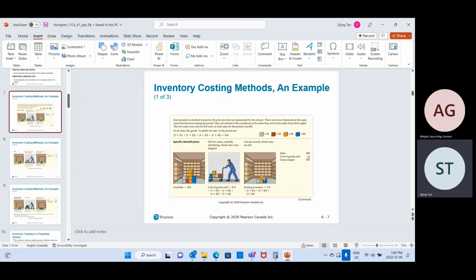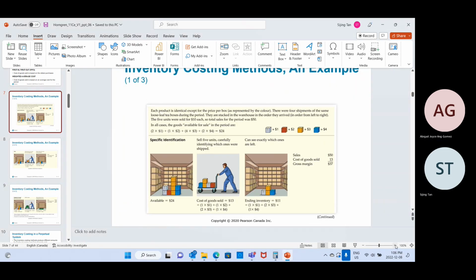Now this one, it shows in our textbook. Wait a second, I think some of the students sent me an email.